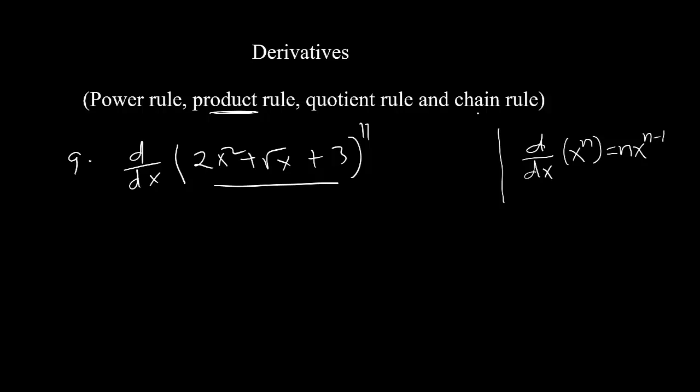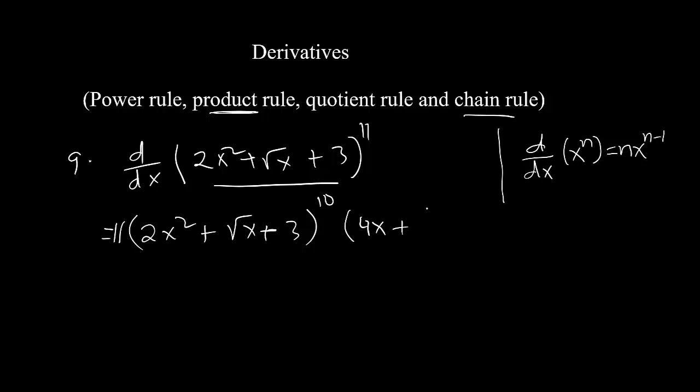Example 9. So we can use now the chain rule. In the chain rule we compare this one just like our x, so it's like x to the 11 type. You can apply the power rule, where 2x squared plus square root of x plus 3, everything I consider as x to the 10. Now 11 goes in front with the power rule, and then next you need to take the derivative of the inside. So 2x squared will give you 4x. Square root of x is 1 over 2 square root of x, we have learned already. And the derivative of 3 is 0. So you are done.